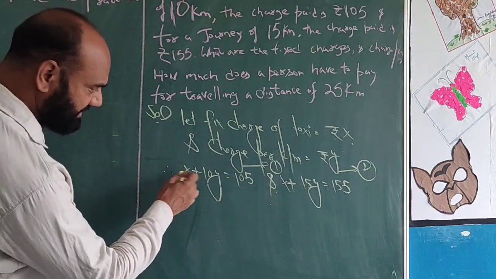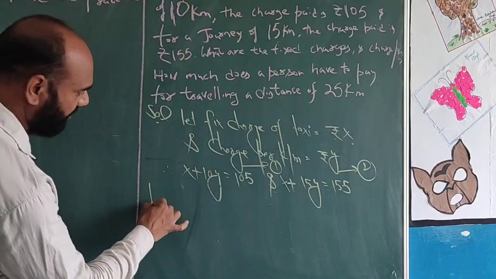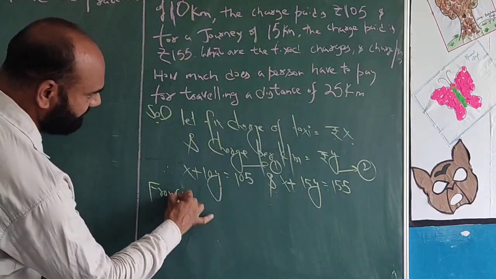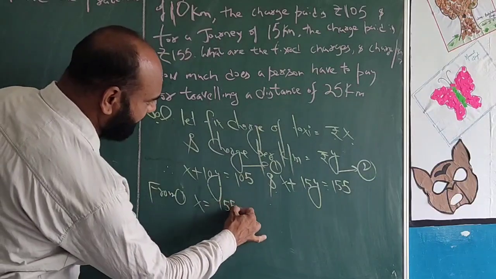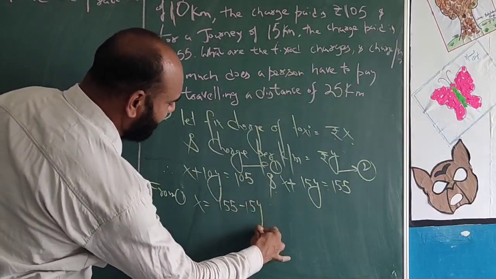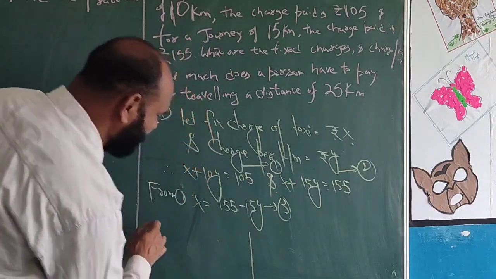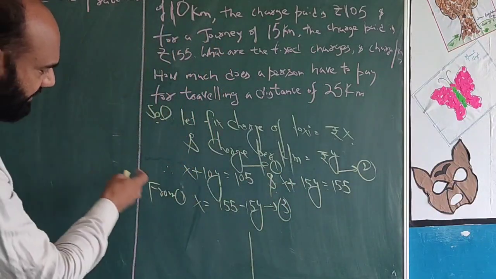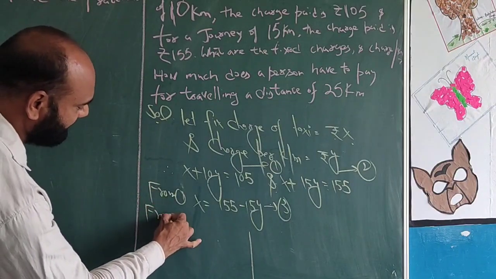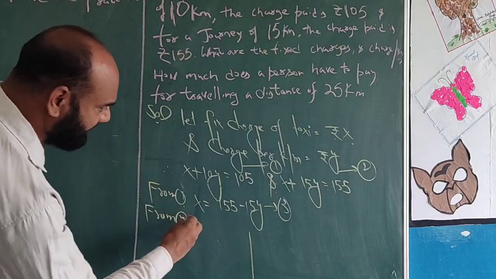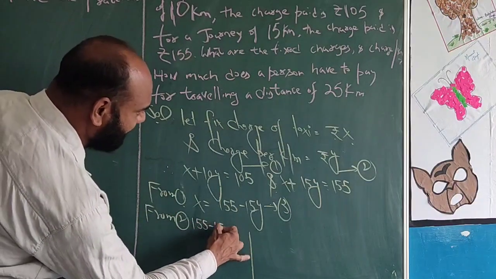Now from the first or second, we find the value of x or y. So from the first, x is equal to 155 minus 15y. This is said to be equation number 3. Now put this in equation number 2. So we put x in equation number 2 and we get 155 minus 15y.